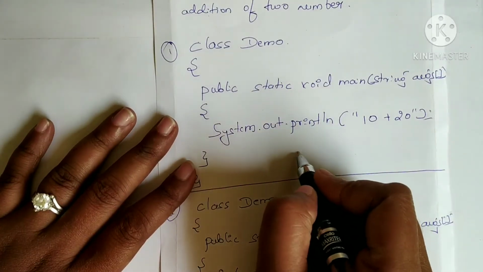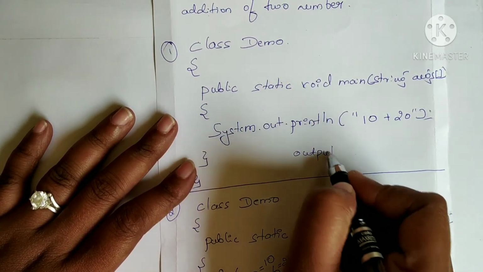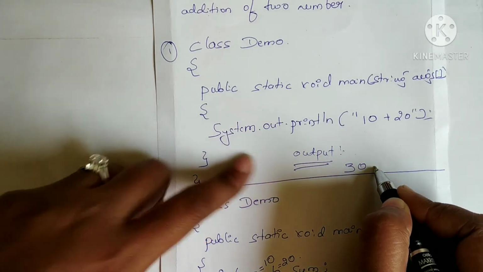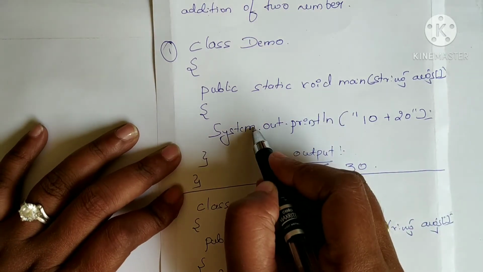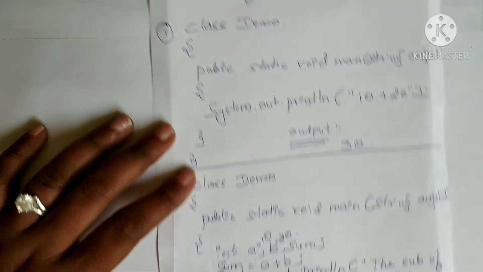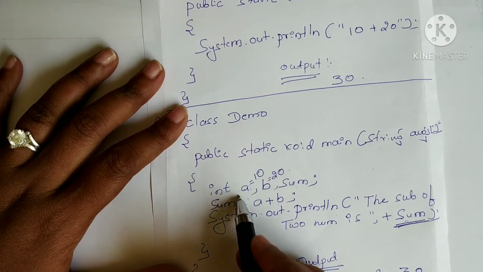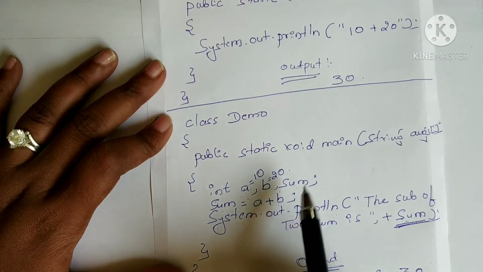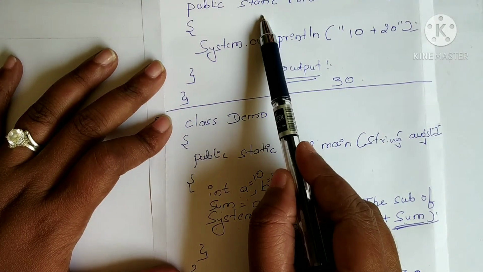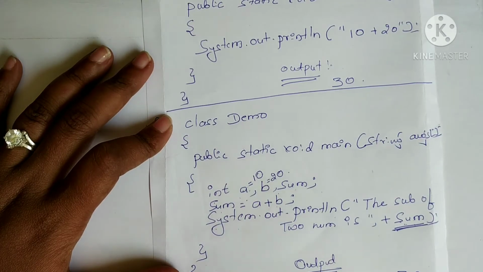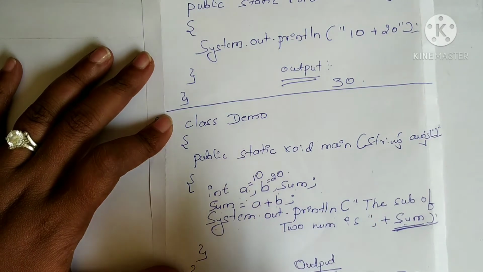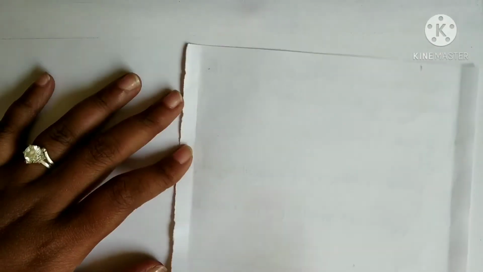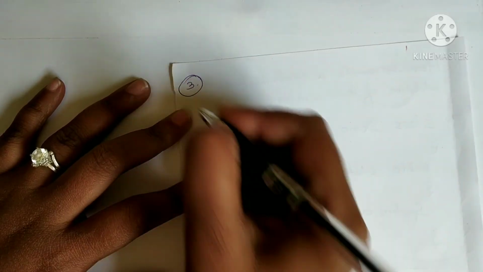For the first one the output is only 30. Here we didn't use any variables, but here we are using three variables for adding the two numbers. The first one is this method, second method is this. For the same program we can also write in another way. Now we can see the third way.